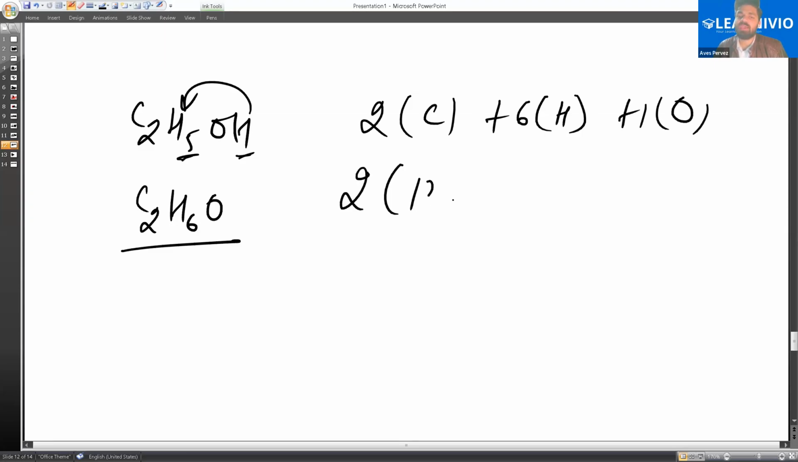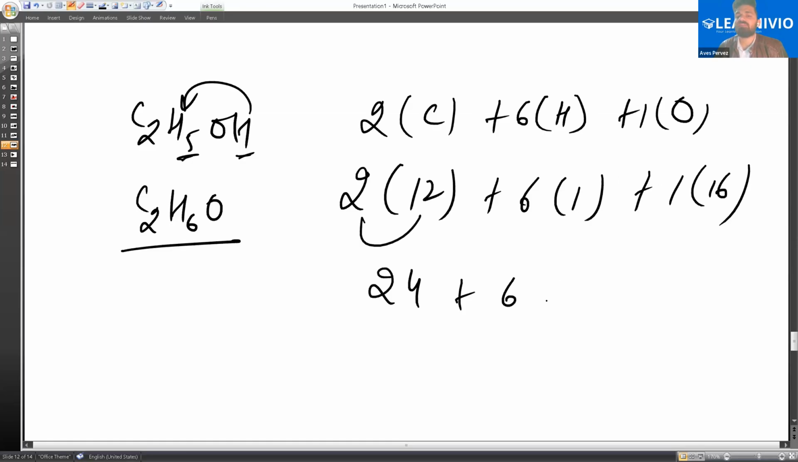Write down the value: 12 times 2 plus 1 times 6 plus 1 times 16. Multiply, you will write 24 plus 6 plus 16. When you add it, 24 plus 6 is 30, and 30 plus 16, you will get 46 as the answer. It is that simple.